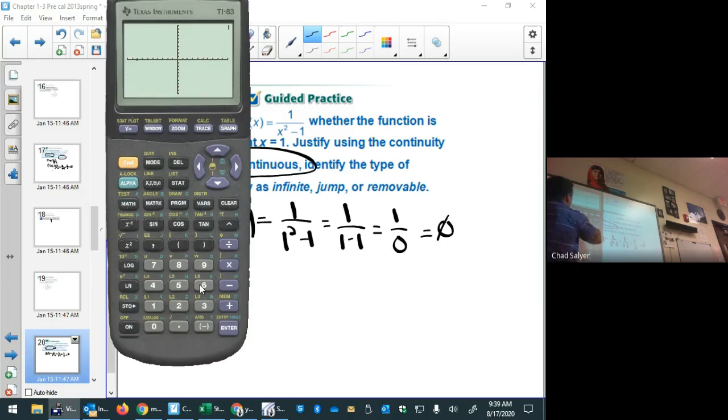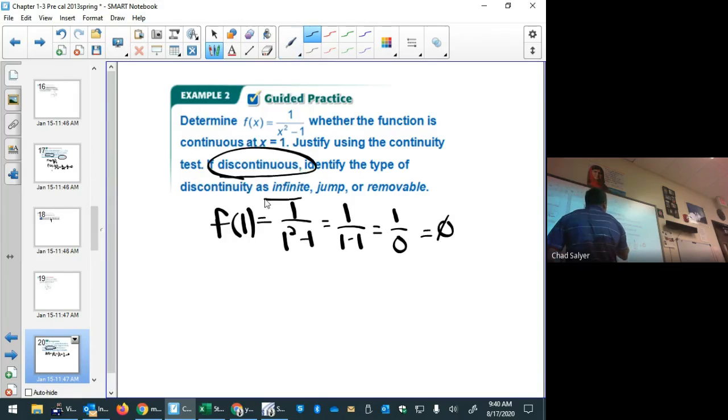You can hit zoom 6 to always set your window to the standard window. So 1 divided by x squared minus 1. If I hit graph, that's weird, isn't it? We're concerned only about this part at 1. And we see that it is the infinite type at all those discontinuous spots, including +1. It is an infinite type because the function goes to positive and negative infinity around it.